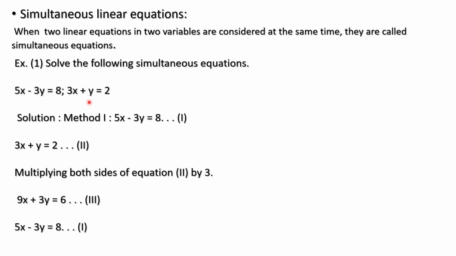Okay, we eliminate them. So see, here I have 5x minus 3y and here I have 3x plus y equal to 2. So what I'll do is I'll convert this y to 3y. Why will I convert it to 3y? So this plus 3y and this minus 3y will cancel each other.